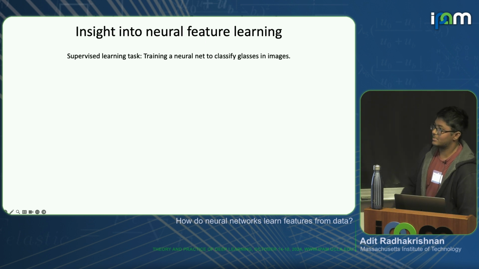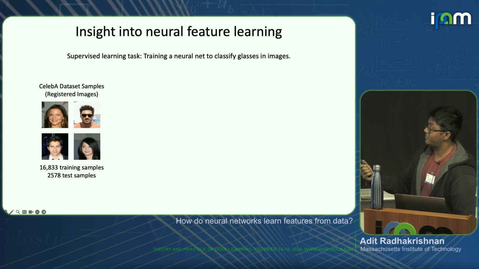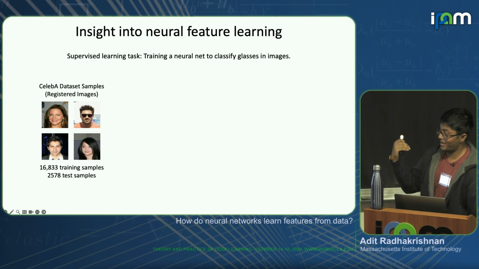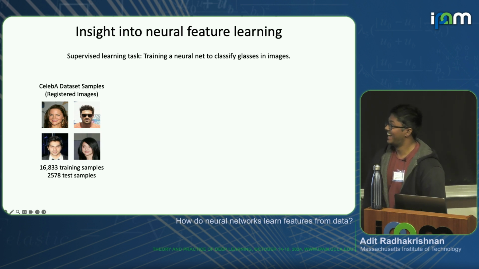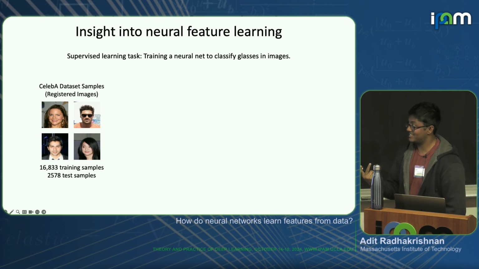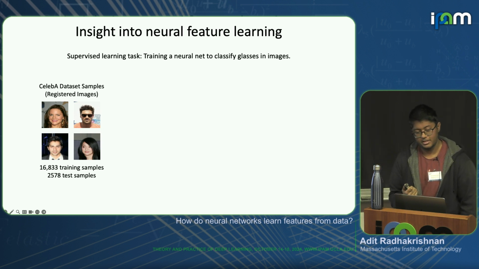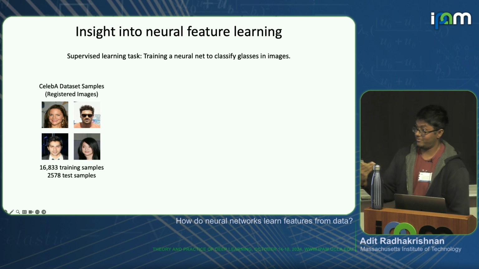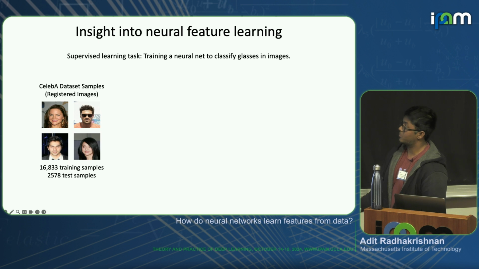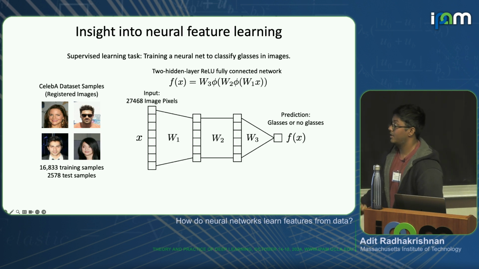So I'm going to start with a very simple task, just a standard supervised learning problem. I have faces of supposedly celebrities. It's called the CelebA data set, but I've never recognized a celebrity in this data set. The idea here is that I have these faces, and these are registered images, so the eyes are always in the center of the image. What I'm going to do is a 50-50 split. I'm going to take 8,000 examples with glasses, 8,000 without, and I'm going to train a two hidden layer ReLU fully connected net.